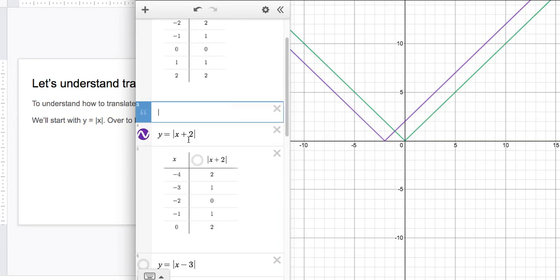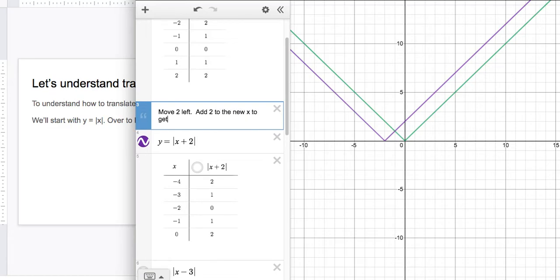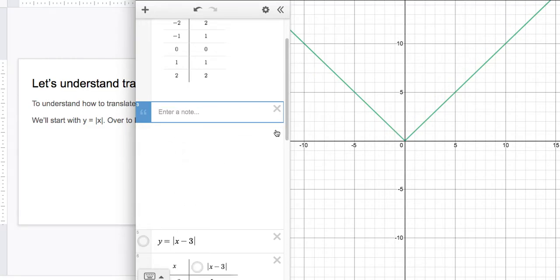So my question is, this went 2 left. What would I have to do to the new x values to get back to the old? Oh. I would have to add 2 to the new x to get to the old x. Aha. Add 2 to the new x to get back to the same y values I had before. That's intriguing. Let's play with this in some other graphs.